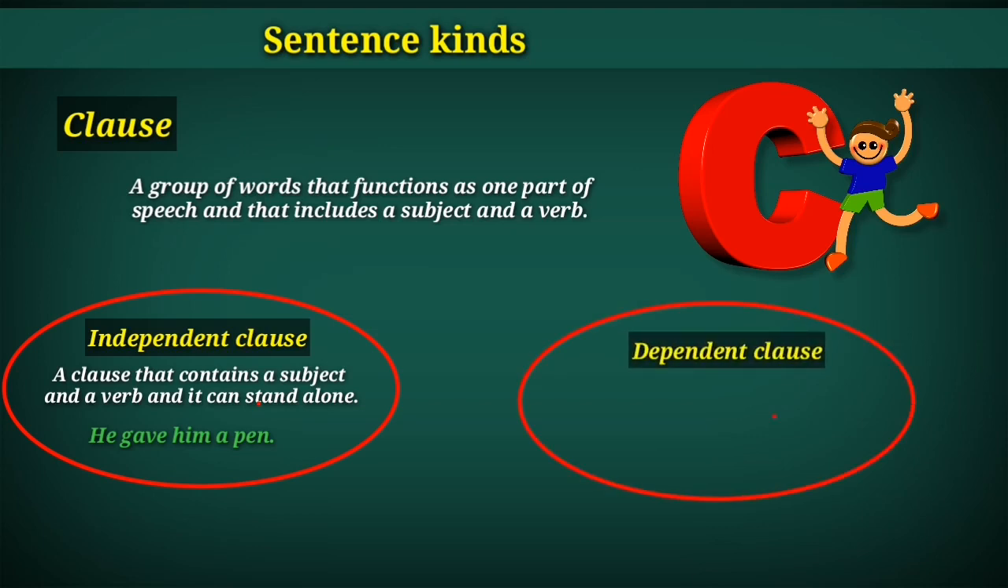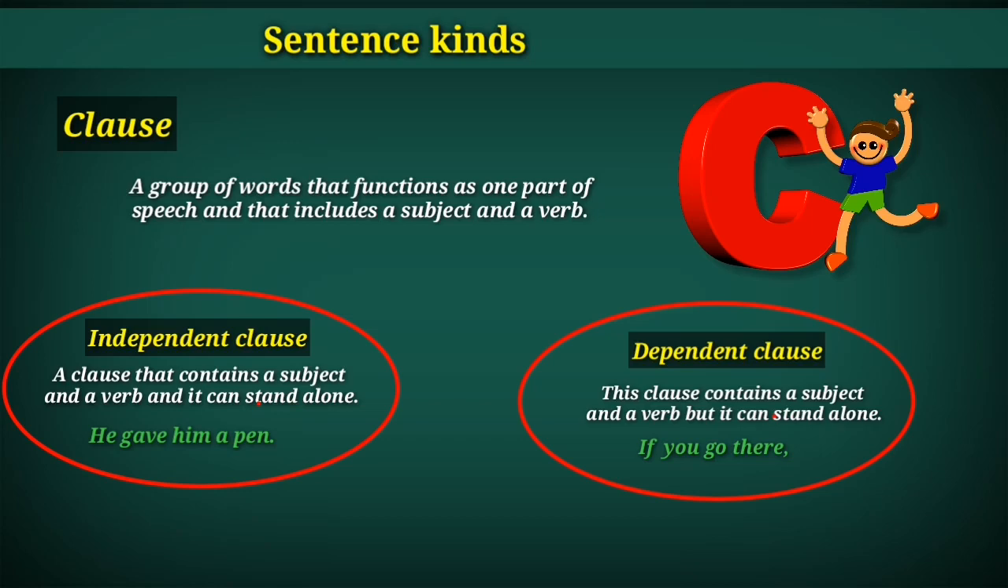Dependent clause. This clause contains a subject and a verb, but it cannot stand alone. For example, if you go there. So this is a dependent clause, though it has a subject and a verb, it cannot stand alone by itself. So this is a dependent clause because it depends on another part of a sentence. So it cannot stand alone by itself.